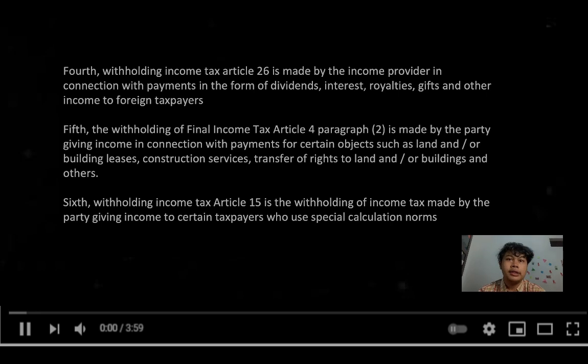Fourth, withholding income tax Article 26 is made by the income provider in connection with payments in the form of dividends, interest, royalties, gifts, and other income to foreign taxpayers.